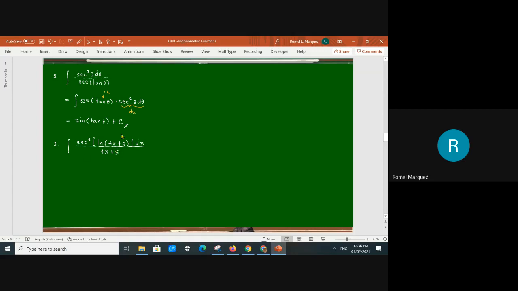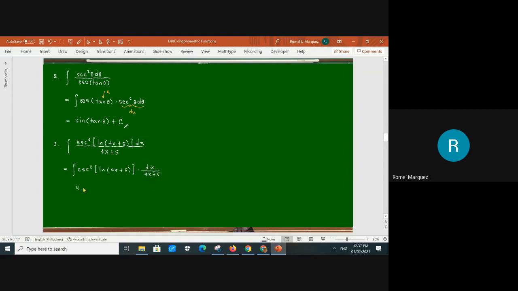So, do we have in the list cosecant squared? Yes. So, let's try if this is its u, if its du is present. Let's rewrite this first into cosecant squared of ln of 4x plus 5, hoping that ln of 4x plus 5 is its u, no? U of cosecant squared, then dx over 4x plus 5. Let's find out if this is its du.